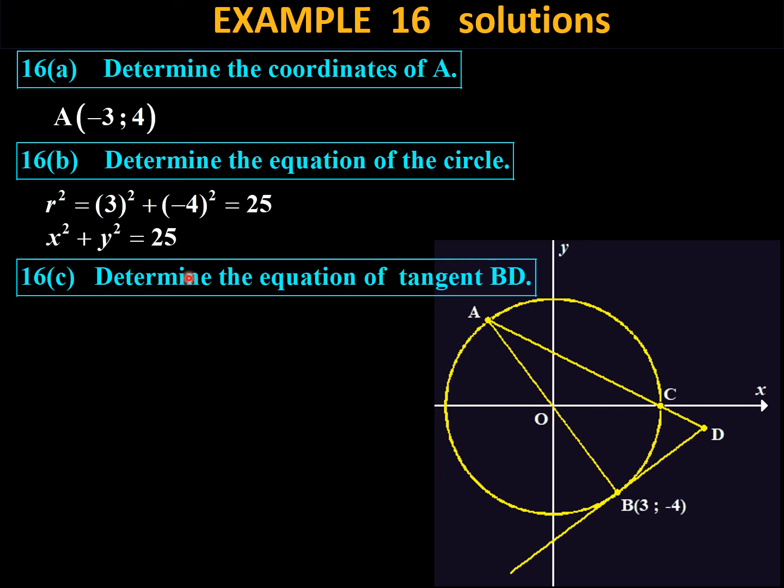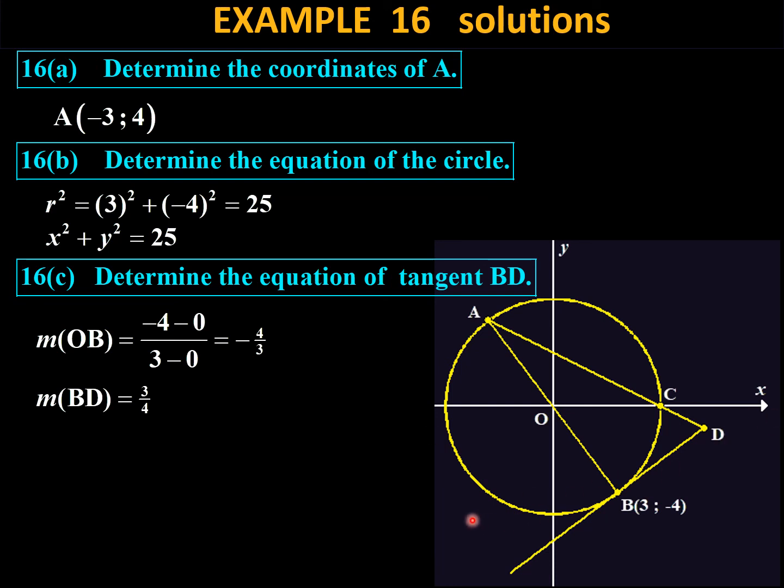Now, determine the equation of the tangent. So what do we need? We need a radius, and we have a radius OB. I can find that gradient. Then I can use that to find the gradient of the tangent, and then I'll just have to substitute. So let's do that. Gradient of OB is negative 4/3.